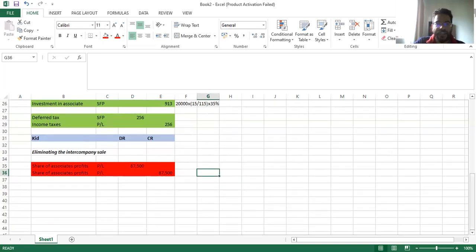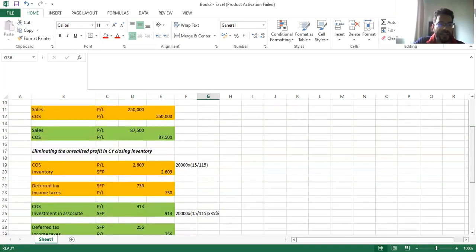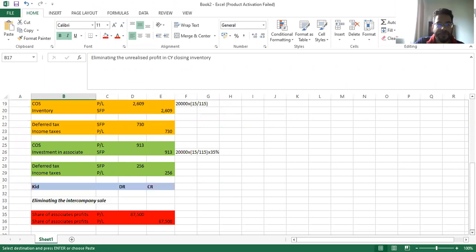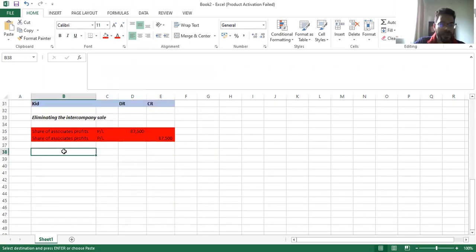But we will do the second journal entry. The second journal entry is to eliminate closing inventory in the current year balance. So remember, who has the profit? The profit is sitting in the associate's books. So therefore, we have to adjust the income statement of the associate. When you want to adjust the income statement of the associate, you can't adjust it using the actual line item. You adjust it by using the line item called share of associate's profits.